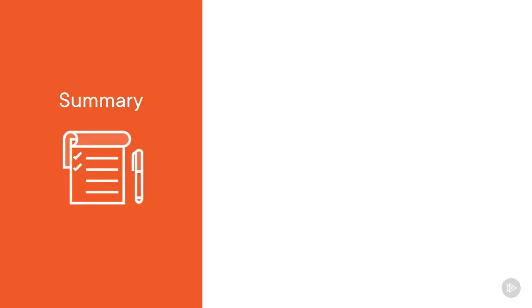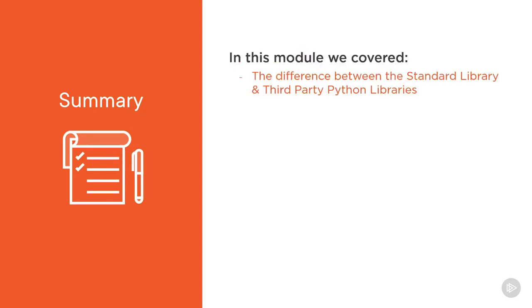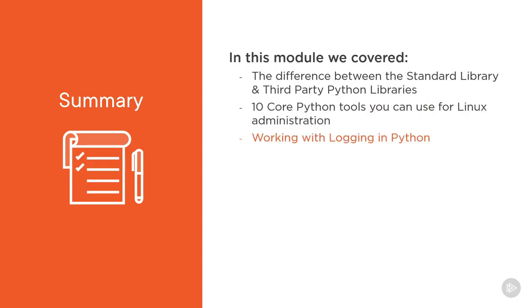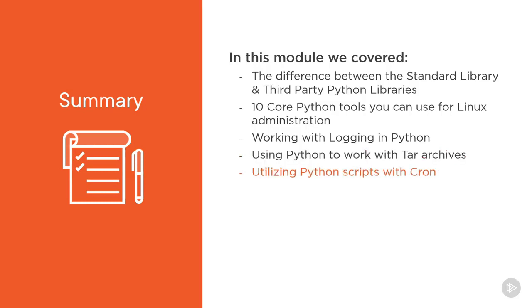Let's recap what we learned in this module. We took a look at the difference between the standard library and third-party Python libraries. Then we looked at 10 core Python tools that could be used for Linux administration. We took a journey into logging within Python and what that framework looks like. Then we looked at how we can use Python to work with tar archives. And we finished by looking at using cron to schedule Python scripts within Linux.